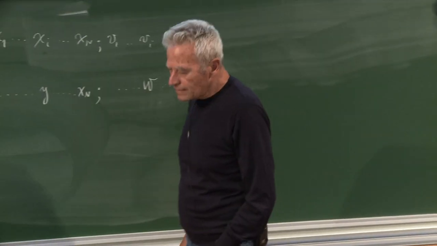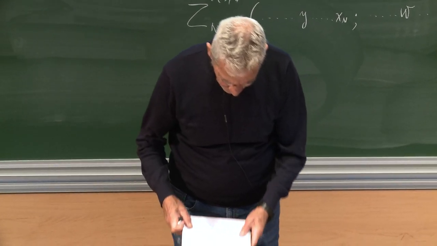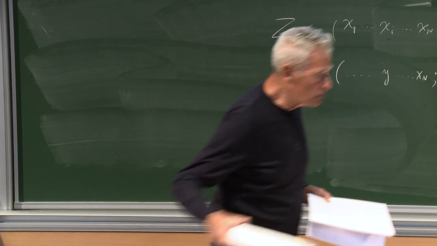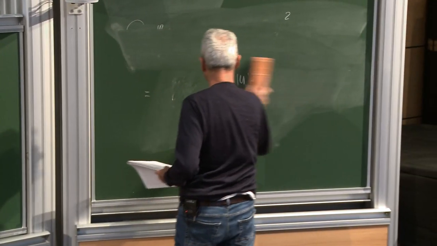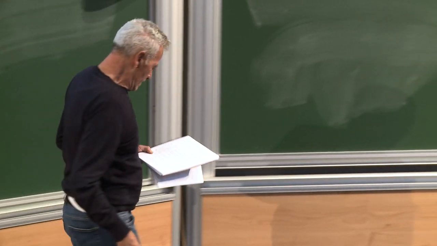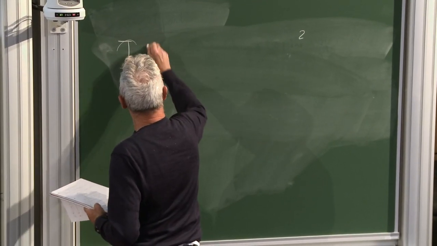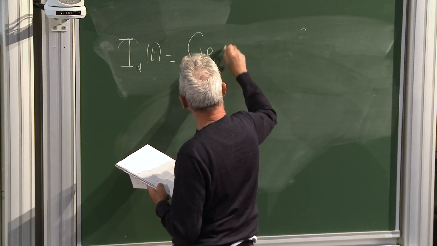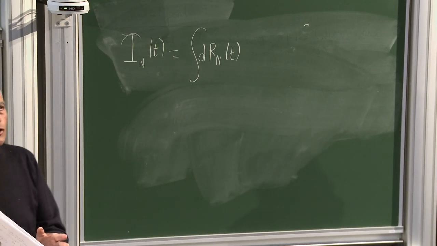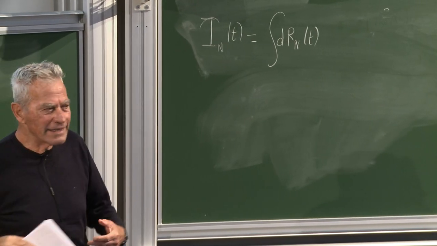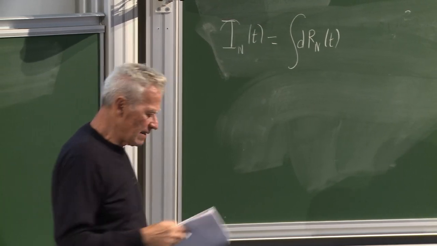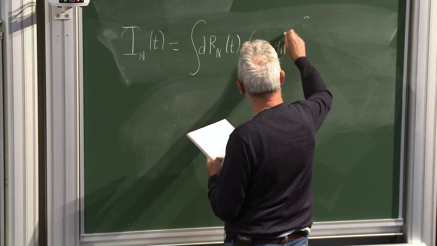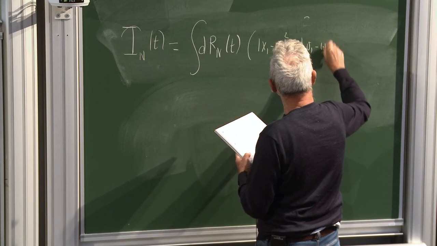So I use this, and in my context, the quantity I want to estimate is this one: I_n of t is equal to the integral of dR_n. What is R_n? The initial law is a delta function over a product state. It evolves according to the generator, actually the adjoint of the generator. And I define this: x1 minus y1 squared plus v1 minus w1 squared.